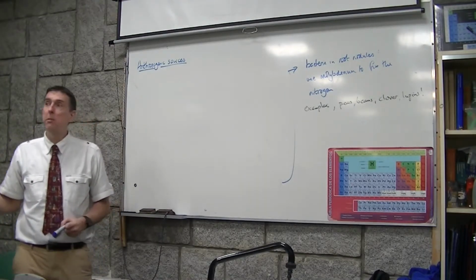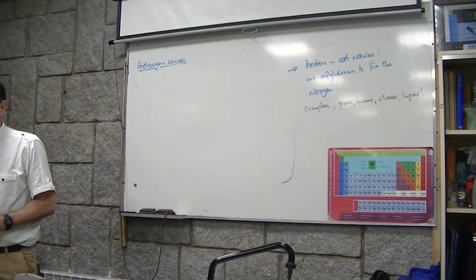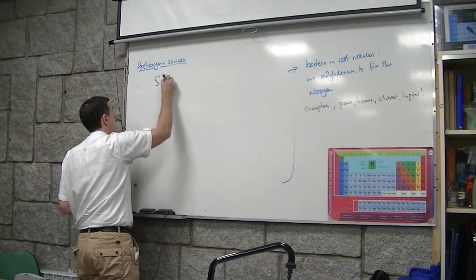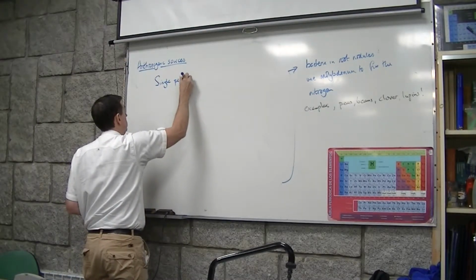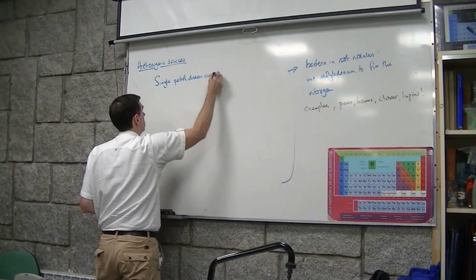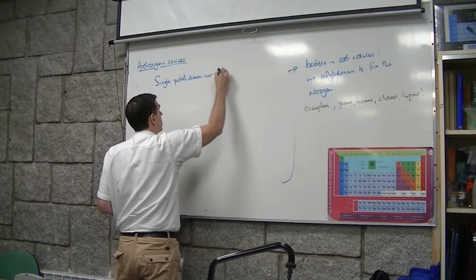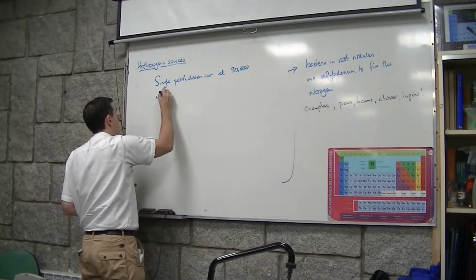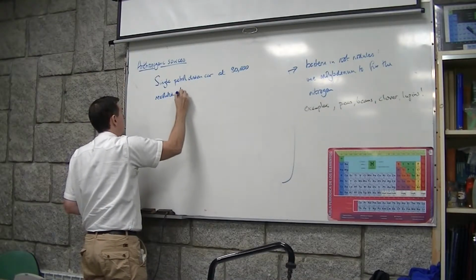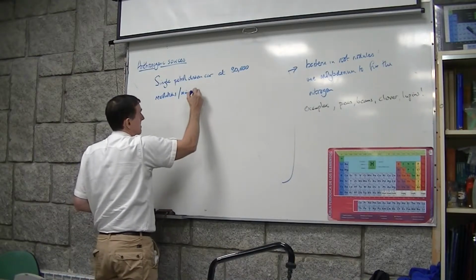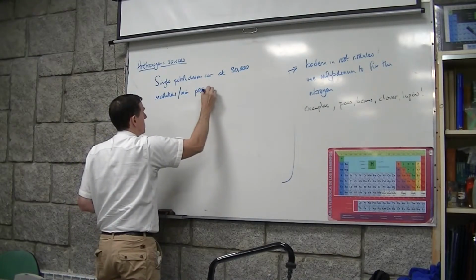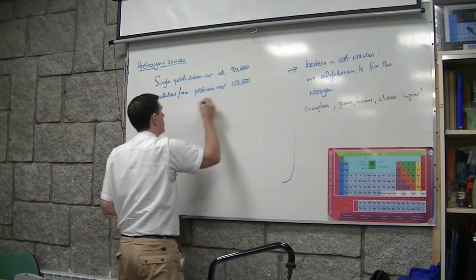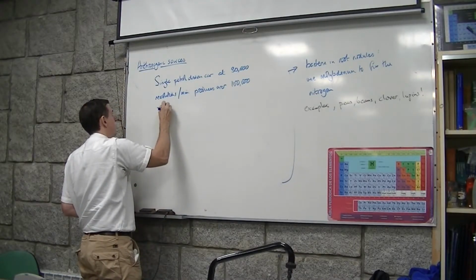Now you multiply that by the number of cars there are in the world. So a single petrol car at 30,000 revolutions per minute produces over 100,000 sparks per minute.